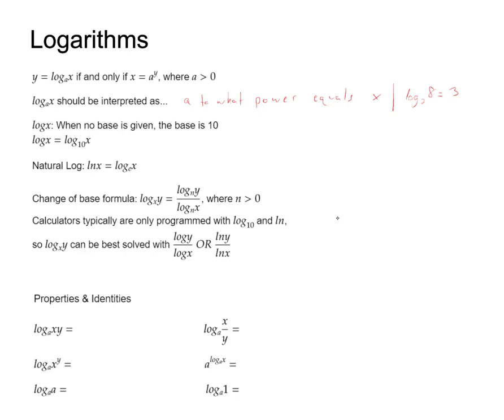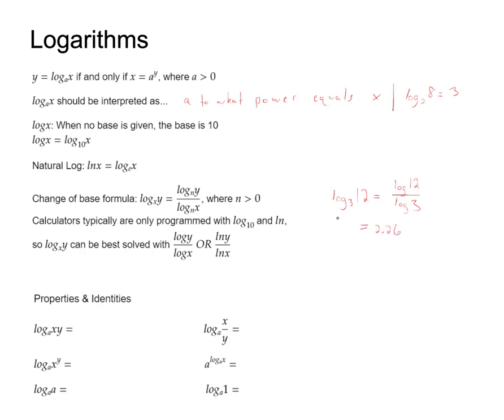I'll write down a quick example here. If we're given log base 3 of 12, and we want to round it to the nearest hundredth place, we can type that in on our calculator as log 12 divided by log of 3. That will automatically use log base 10, and that's going to give us 2.26.